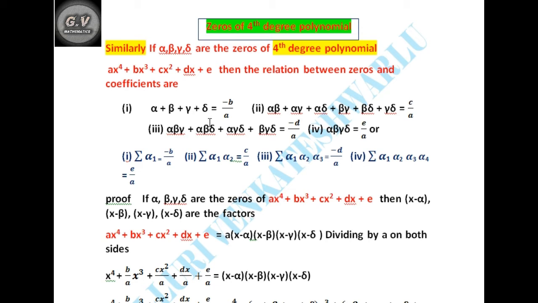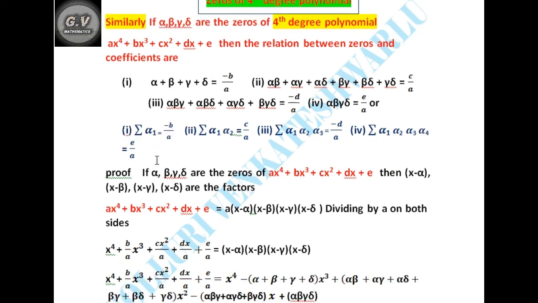Symbolically it is written as sigma alpha 1 is equal to minus b by a. The summation of alpha 1 alpha 2 is taken as c by a. The summation of alpha 1 alpha 2 alpha 3 is taken as minus d by a, and the summation of alpha 1 alpha 2 alpha 3 alpha 4 is nothing but e by a.